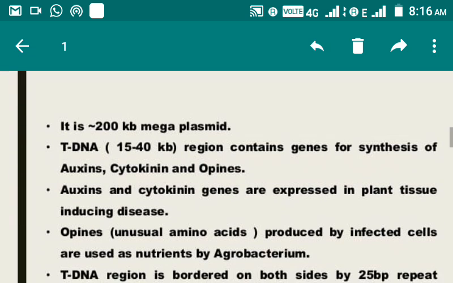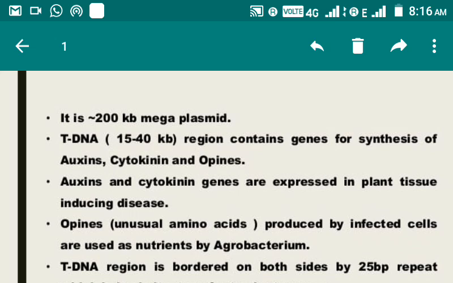So this tDNA, that is a 200 kb megaplasmid. Since the size is much more, that is known as a megaplasmid. tDNA is of 15 to 40 kb size. That region contains the genes for the synthesis of auxin, cytokinin, and opines.